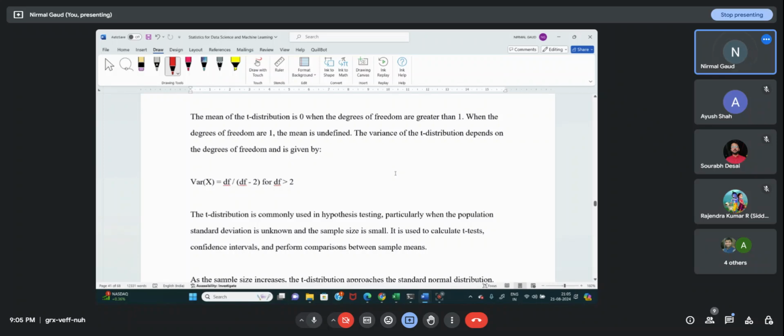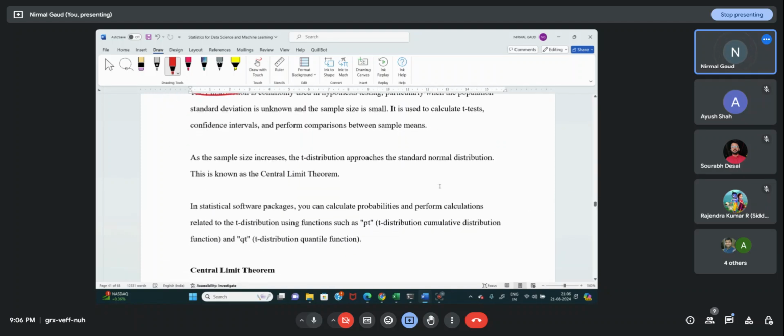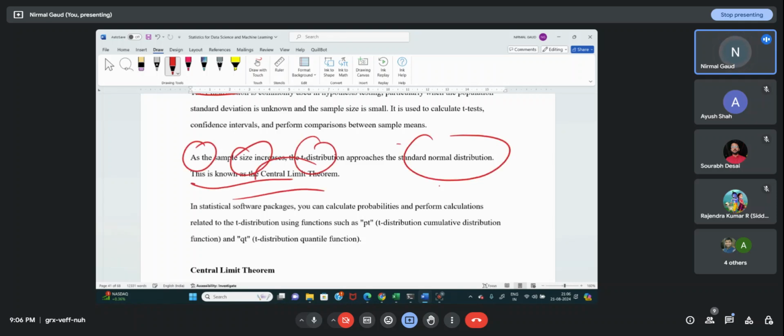Okay, so the mean of the t distribution is 0 when the degree of freedom is greater than 1. Remember, this is a property. Okay, and the variance is given as df upon df minus 2 if df is greater than 2. Okay, so there are certain properties. Okay, fine. And this I already told. As the sample size increases, t will approach the standard normal distribution, and this is also called the central limit theorem. A new name is given to it. That is central limit theorem.